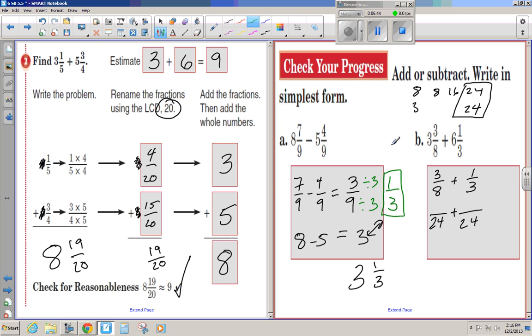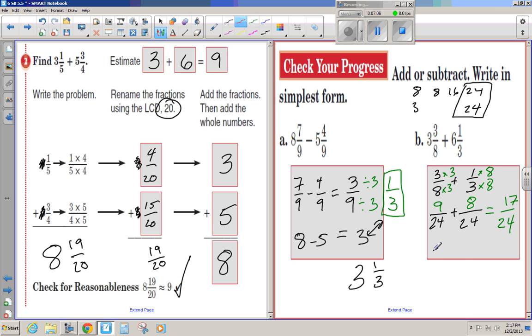Well, what would we multiply? We would multiply the 8 by 3, so we multiply the top by 3. Down here by 8, so we multiply the top by 8. And my new fractions are 9/24 and 8/24, which gives me 17/24. So that was our fractions.